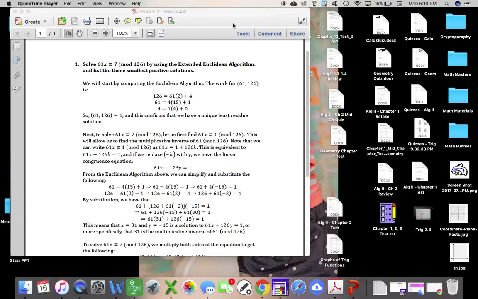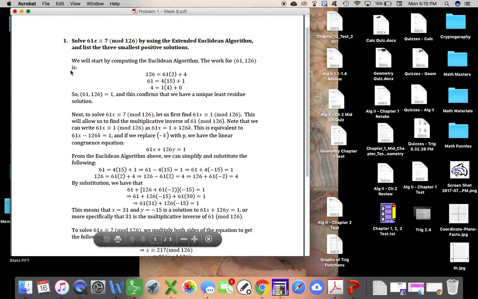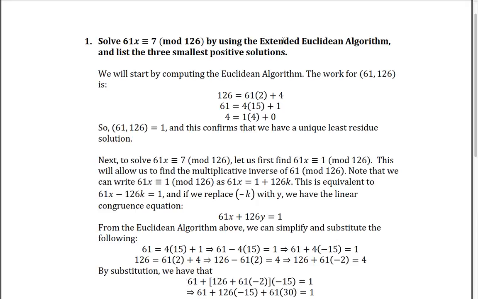All right, this is an example of problem number 1 on week 8, problem set 7. I'm going to give a demonstration of how to use the extended Euclidean algorithm to solve for 3 possible solutions. What we're doing is taking this equation here, 61x equals 7 mod 126.